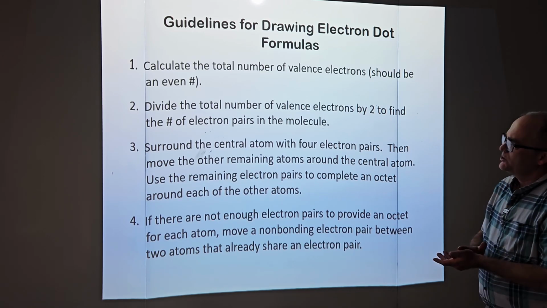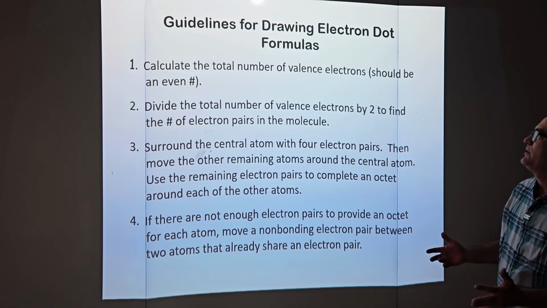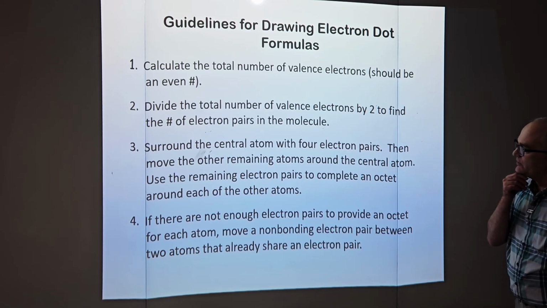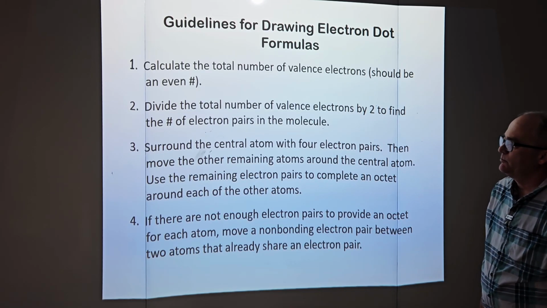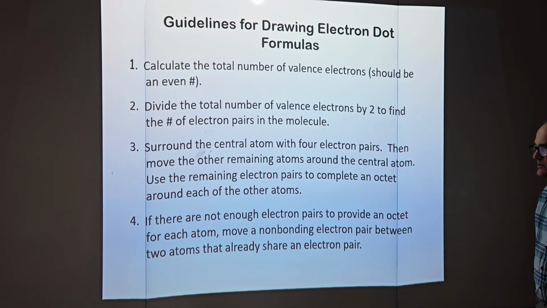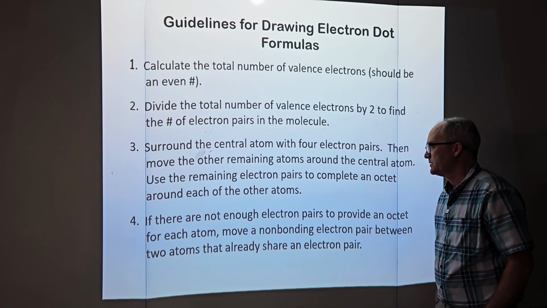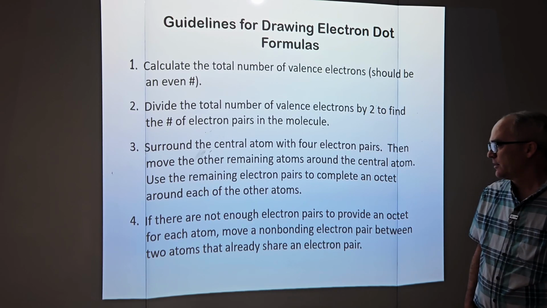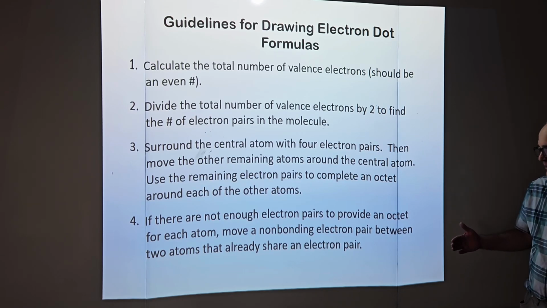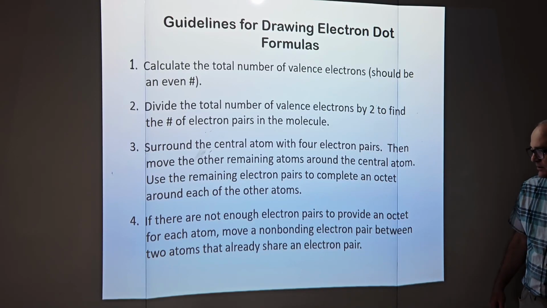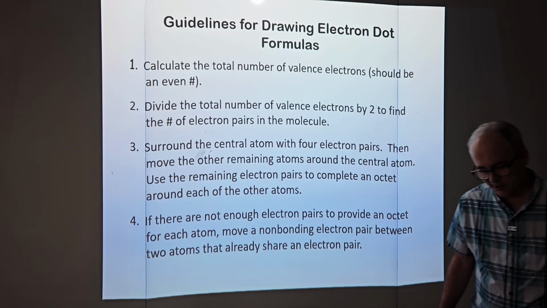Not too exciting there. So generally the first step is you figure out how many valence electrons you have to work with. Should be an even number. Divide the total number of valence electrons by 2 to find the number of electron pairs in the molecule. Surround the central atom with 4 electron pairs, then move the other remaining atoms around the central atom. Then you use the remaining electron pairs to complete an octet around the other atoms. If there are not enough electron pairs provided to make an octet for each atom, and you saw me do this, I moved non-bonding pairs between 2 atoms that already share an electron pair.